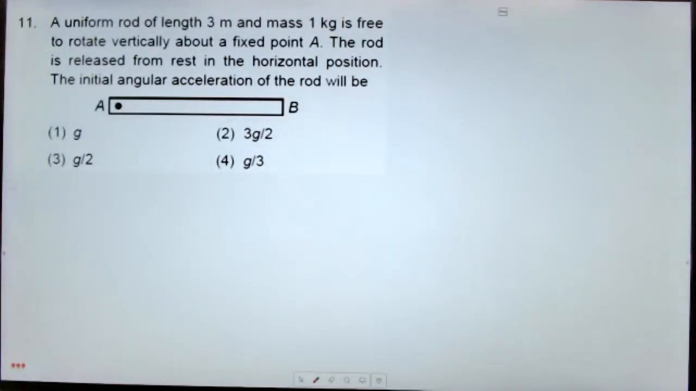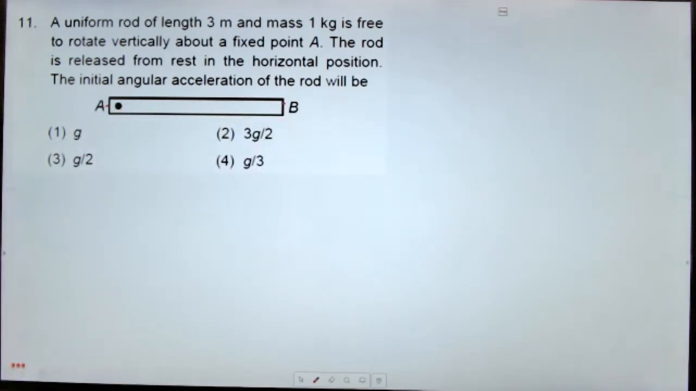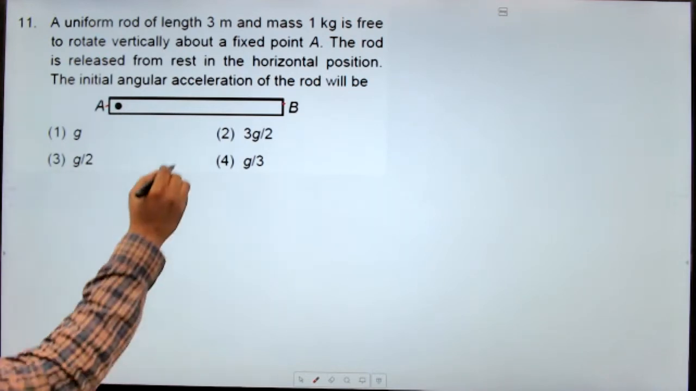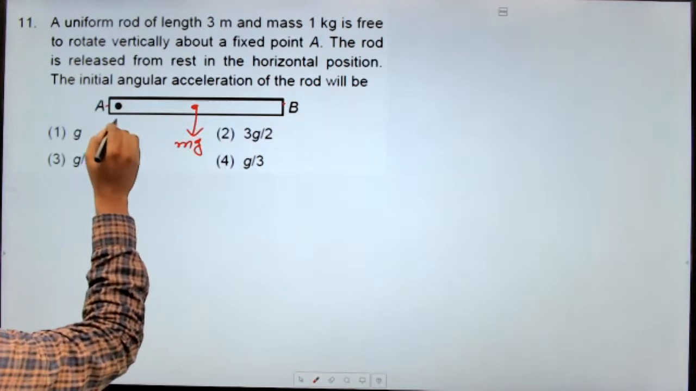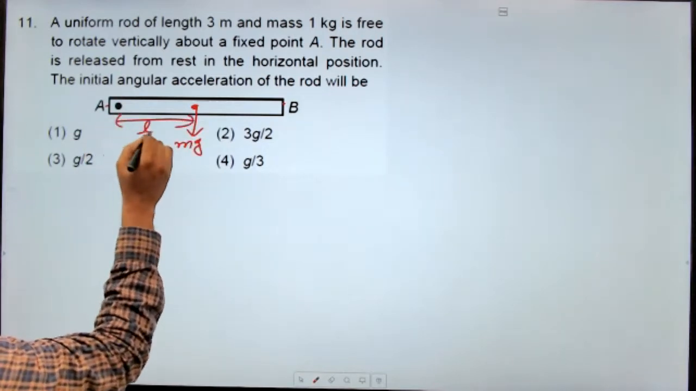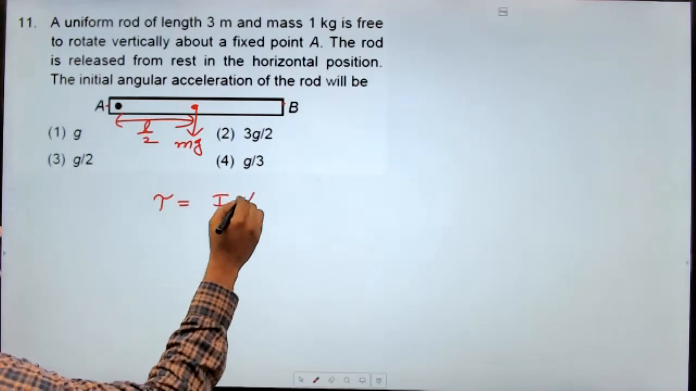Next, question number 11. A uniform rod of length 3 meter, mass 1 kg is free to rotate vertically about a fixed point. That rod is released from rest in the horizontal position, then the initial acceleration is. So here the forces are at this location, weight mg acts. Now what is the distance between these two? L by 2. Now the basic condition, torque equal to I alpha.